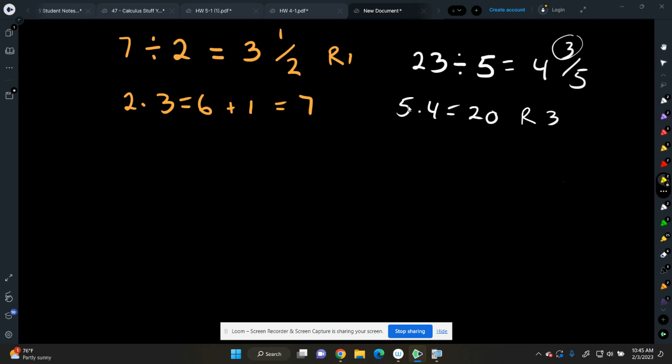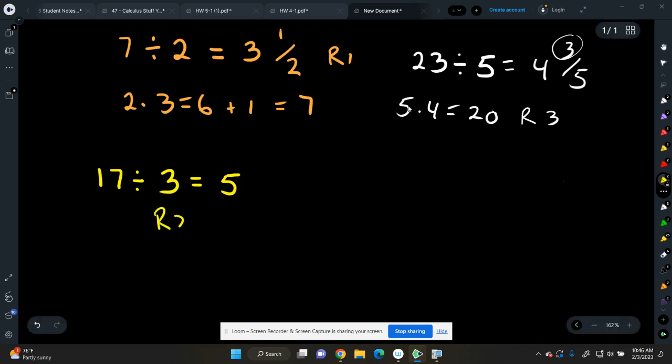We're going to do 17 divided by 3. Anna, how many times does 3 go into 17? 5 times. Does it go evenly 5 times? No. So what's left over? 2. So how would we represent that if I got a remainder of 2? How do I put that as a fraction? 5 and 2 thirds. Yes, 2 thirds.